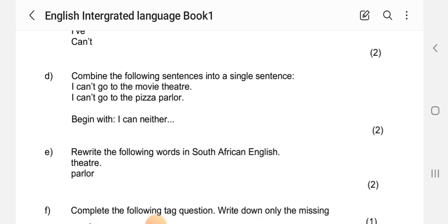So you have been given what to begin with. Begin with I can neither. So I can neither go to the movie theater nor the pizza parlor. That is how you combine it into one. I can neither go to the movie theater nor the pizza parlor. That is how you combine it to be one sentence. You were given neither. Neither is I cannot do this and this. Okay.